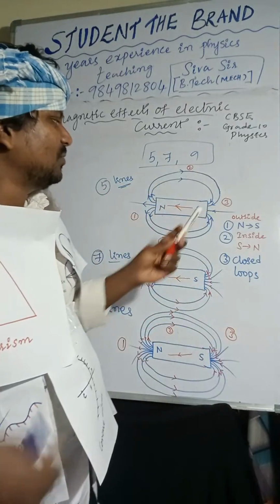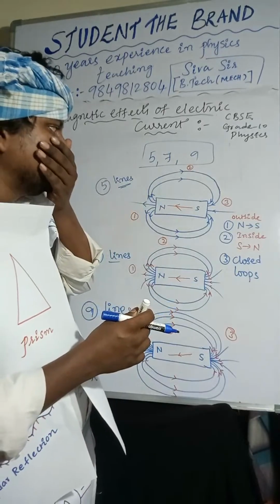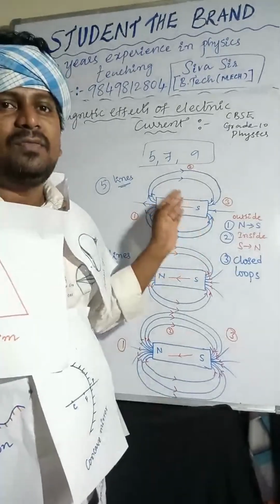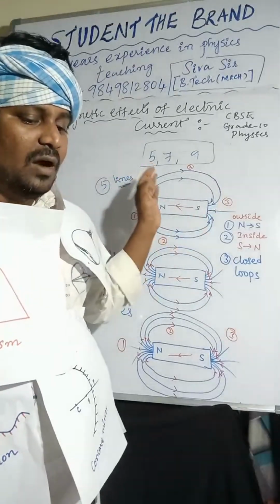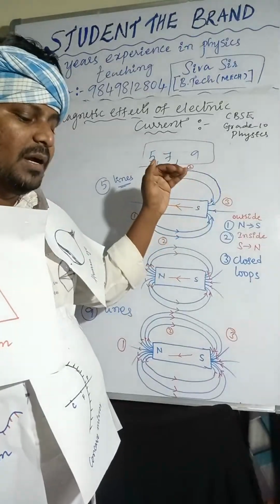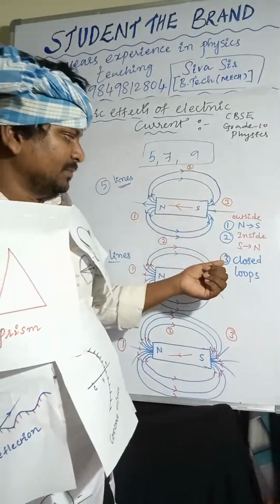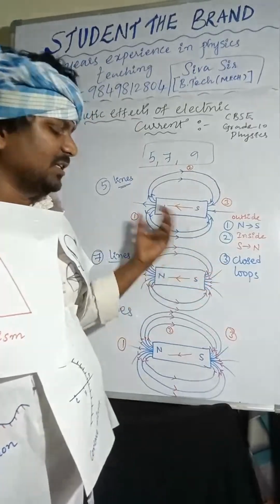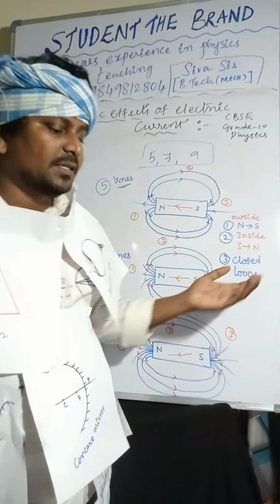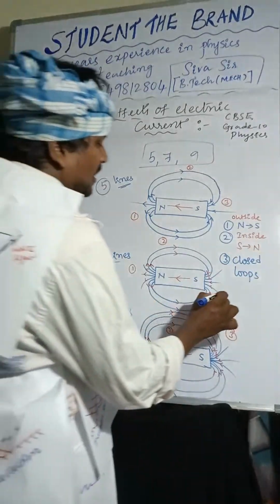Point number one: outside of the bar magnet, the magnetic field is north to south. Inside of the bar magnet, the magnetic field is south to north. And third one, these magnetic field lines are closed loops. Coming to the fourth one.